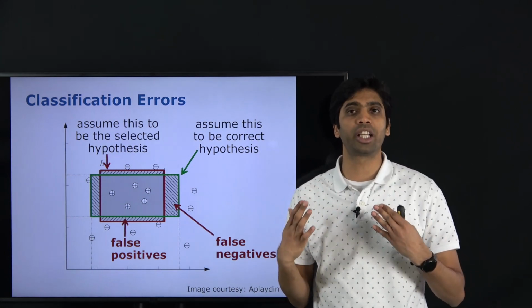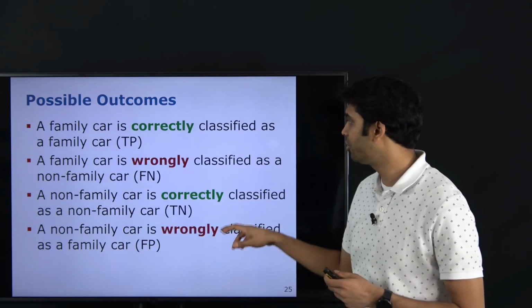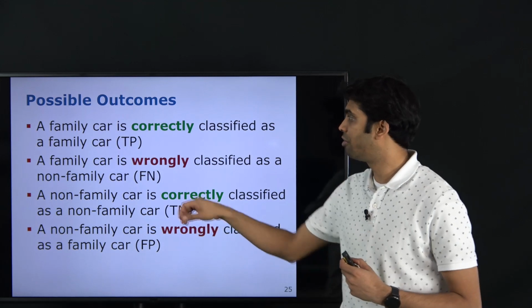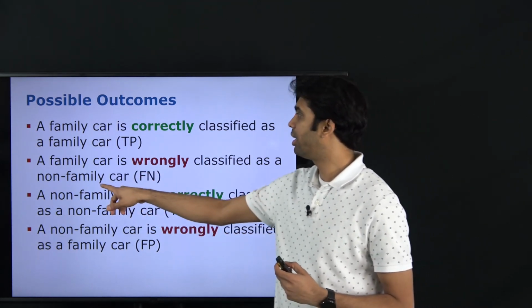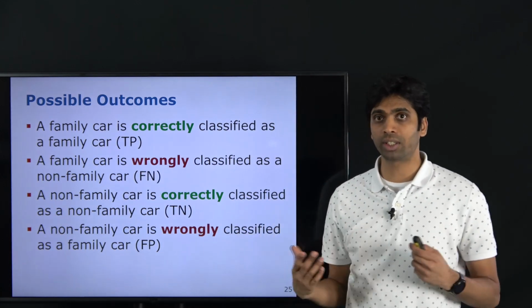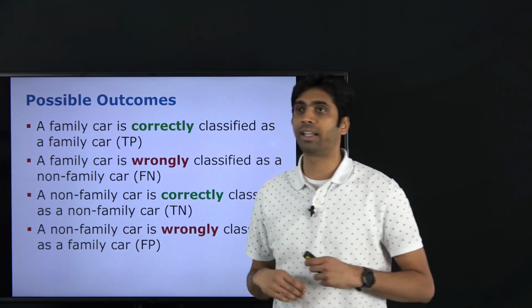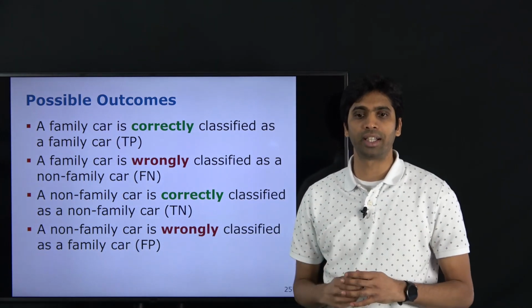We want our classification system to maximize the number of true positives and true negatives, whereas the other two are the mistakes that I mentioned before. So when a family car is wrongly classified as a non-family car, it's a false negative, so you miss those examples. Whereas if a non-family car is classified as a family car, it's a false positive. So it's another kind of error that we make.